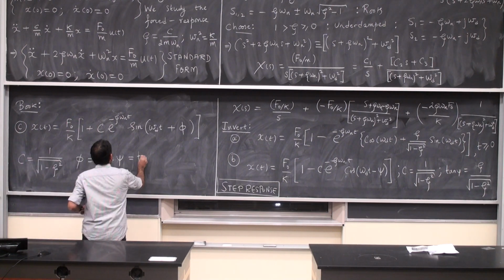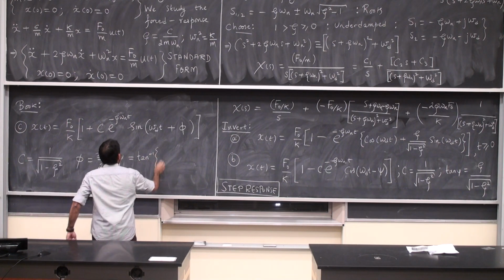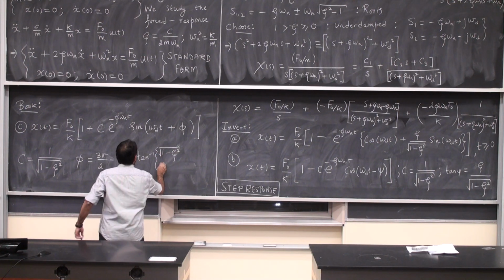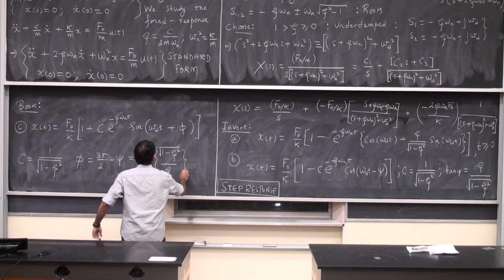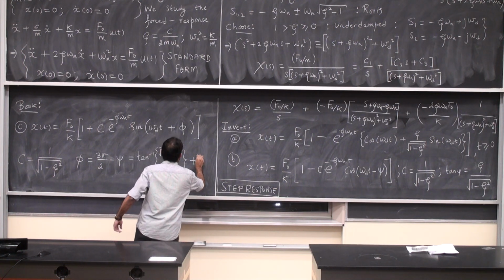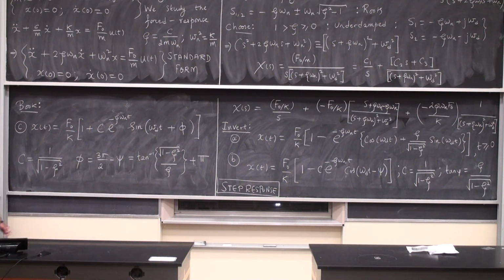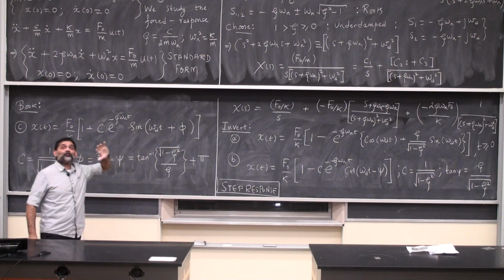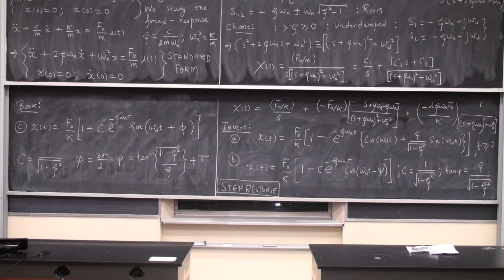And this is, I believe, tan inverse square root of that plus pi. Okay, so this is your book. Form B is what I'm going to use. They are all the same. There's no difference between the two. You just manipulate one to get the other.